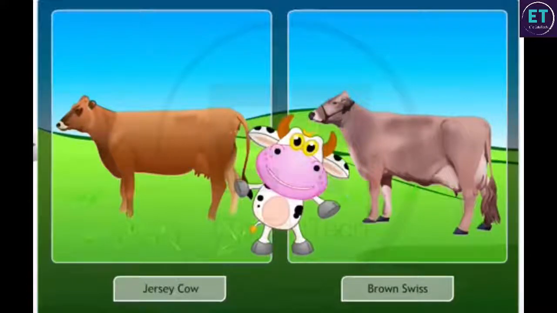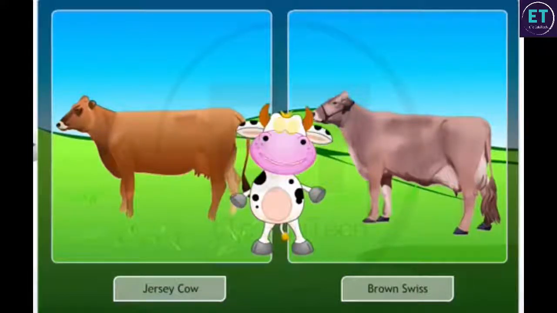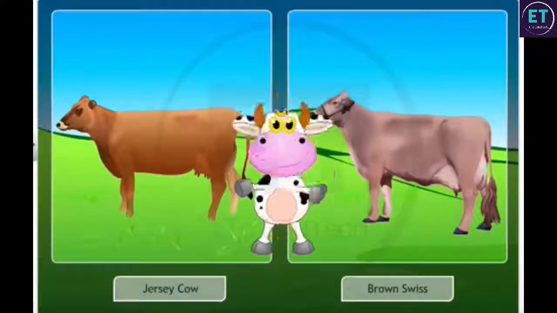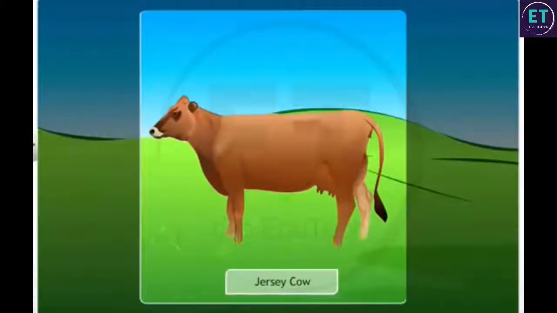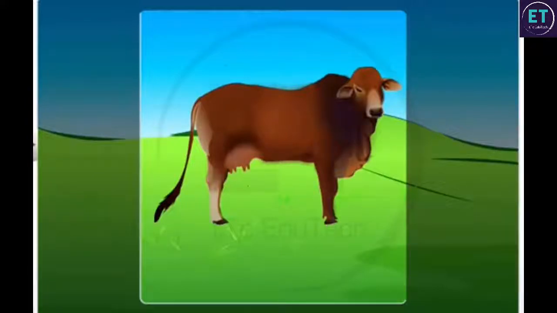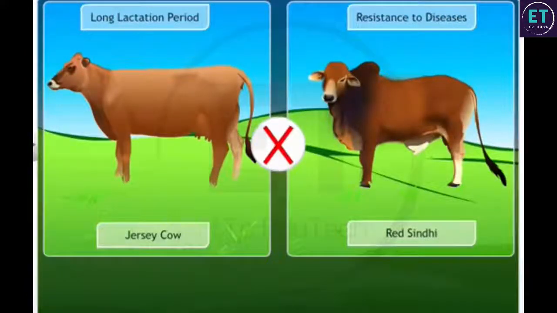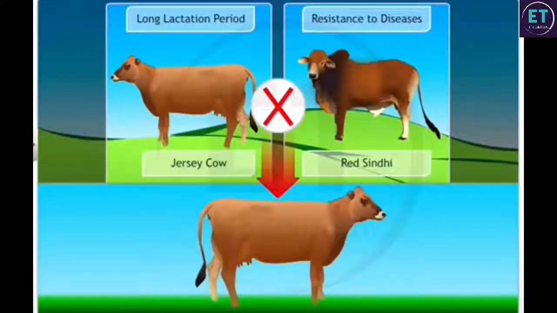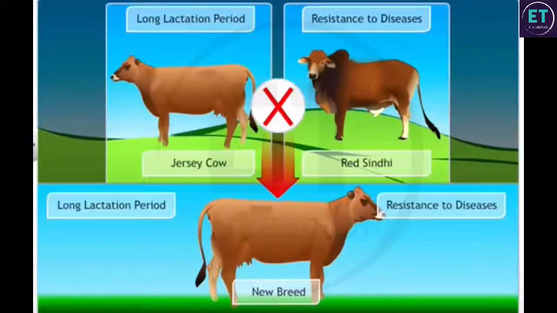Wow! I see some foreigners here as well. That's a Jersey cow, and this one is the brown Swiss. That's interesting. Wonder what they are doing on this farm. Can you guess why? Foreign and local breeds can be crossbred to facilitate the growth of animals with desired qualities. For example, a Jersey cow has a long lactation period. On the other hand, a local breed like a red Sindhi cow displays a high resistance to diseases. Therefore, crossbreeding among the Jersey and red Sindhi breeds might lead to a new breed with a long lactation period as well as a strong resistance to diseases.